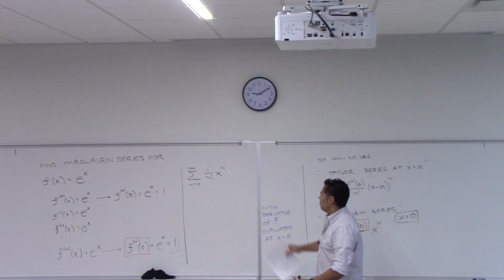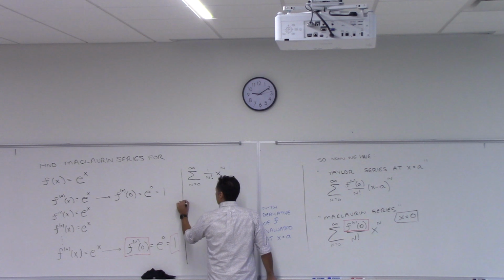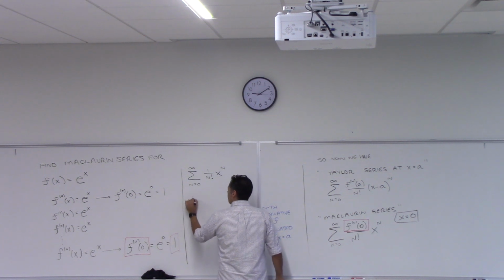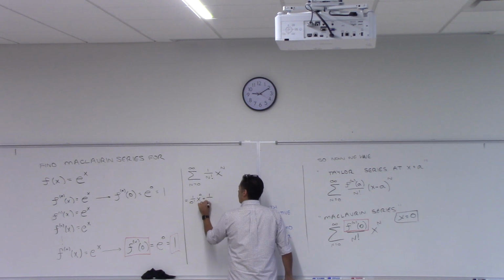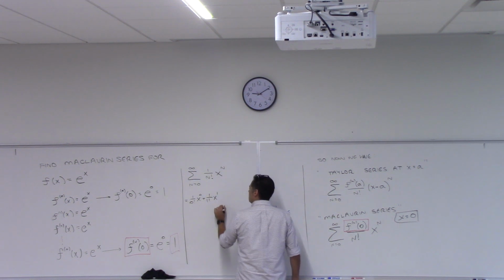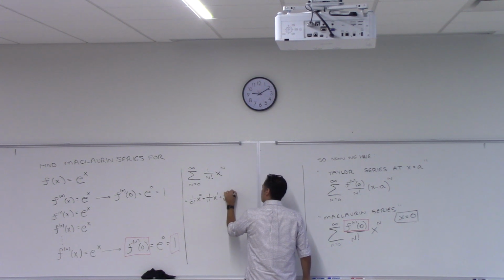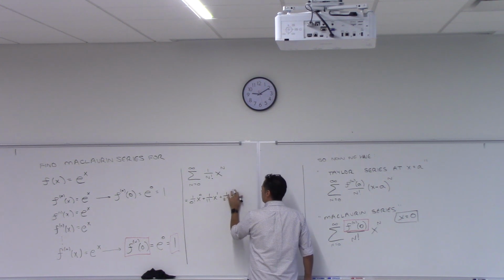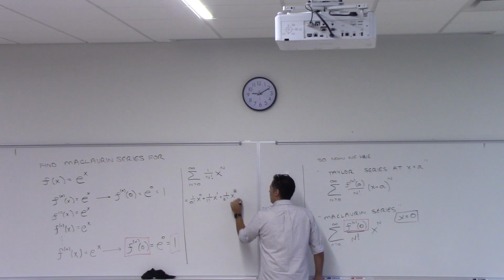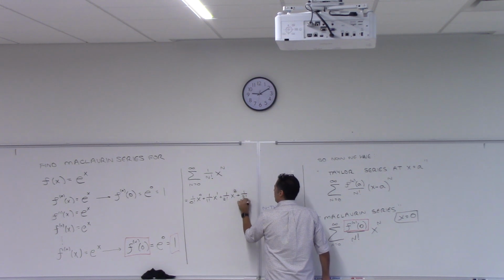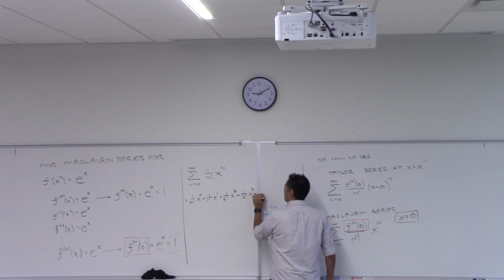Let's just write some out just so we have them. If I plug in 0, I get 1 over 0 factorial x to the 0, plus now plug in 1, 1 over 1 factorial x to the first power, plus 1 over 2 factorial x to the second power. What am I doing? 2, right? Plus 1 over 3 factorial x to the third, plus, keep going, right?